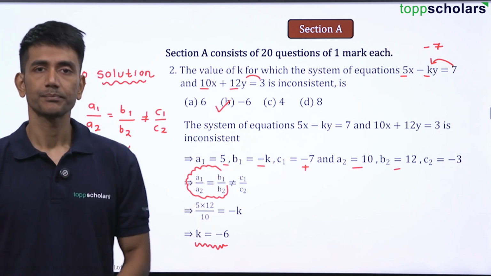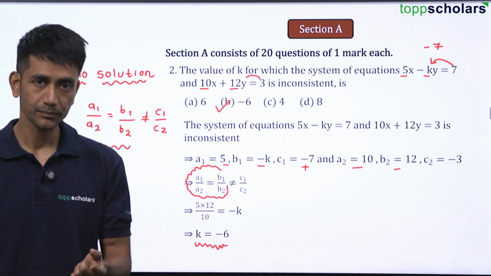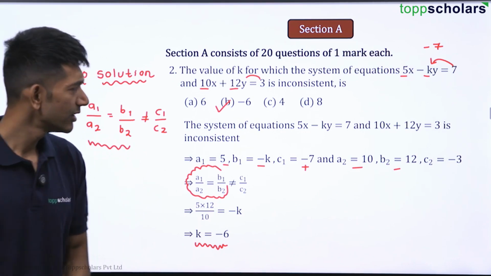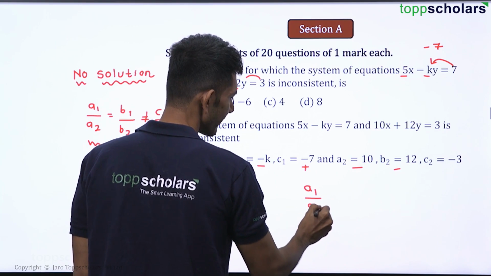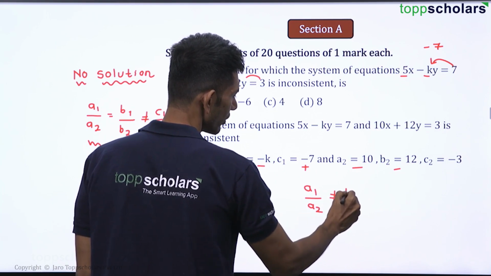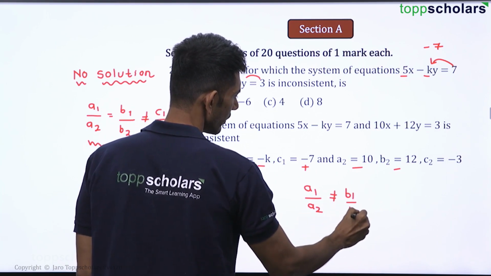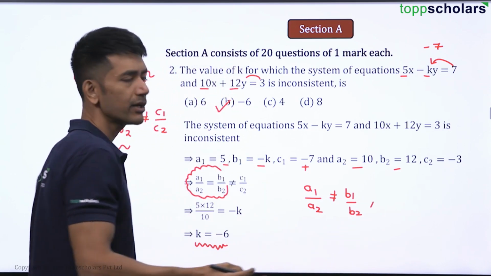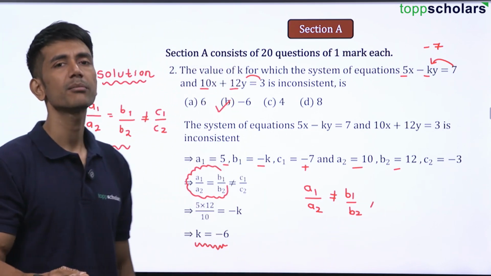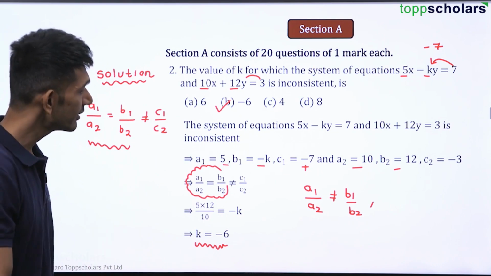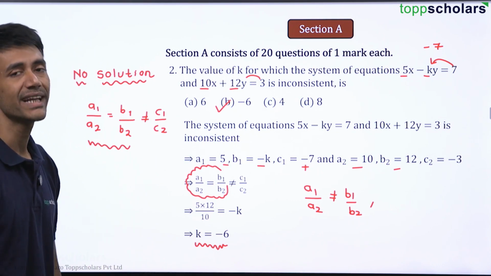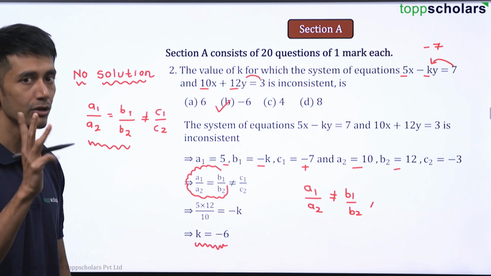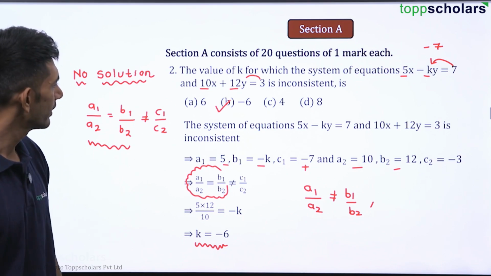If they say consistent, that means there are two conditions. What are the two conditions? The condition is that either they are intersecting lines, that is A1 by A2 is not equal to B1 by B2, or else A1 by A2 is equal to B1 by B2 is equal to C1 by C2. That condition occurs when the lines are coincident, that is they have infinitely many solutions. So all three we should know, correct?